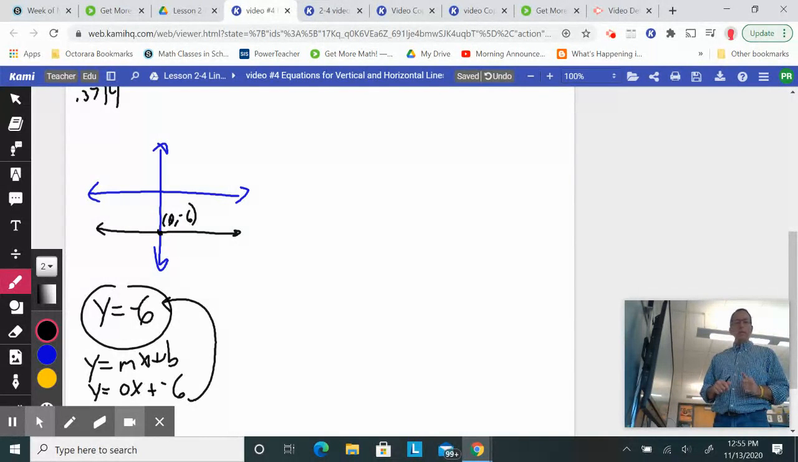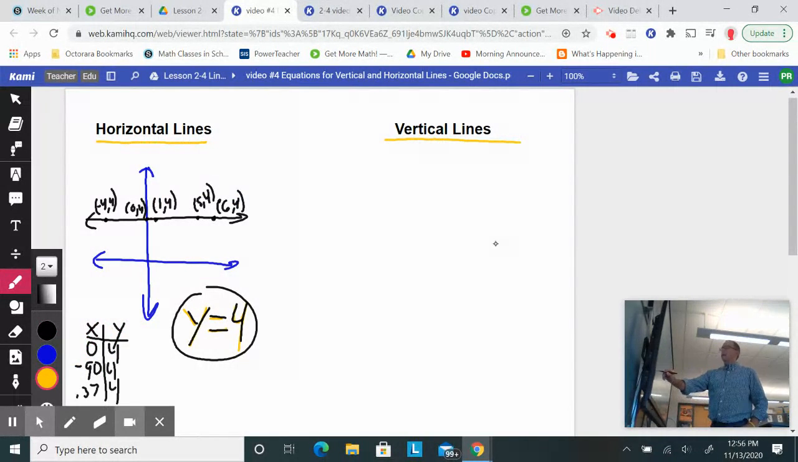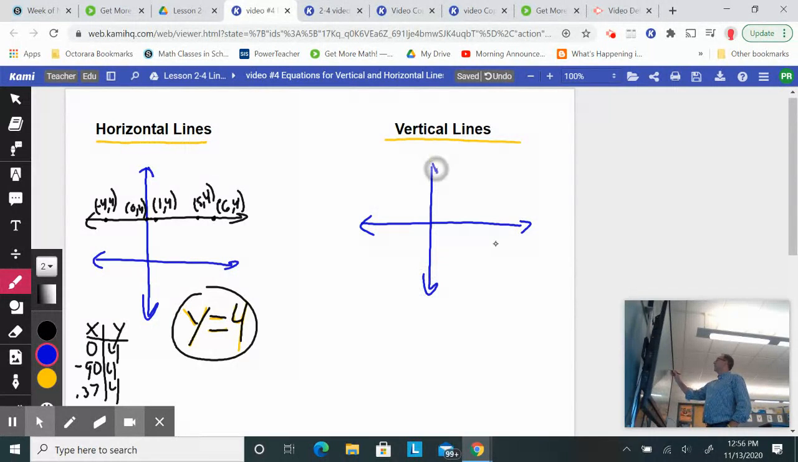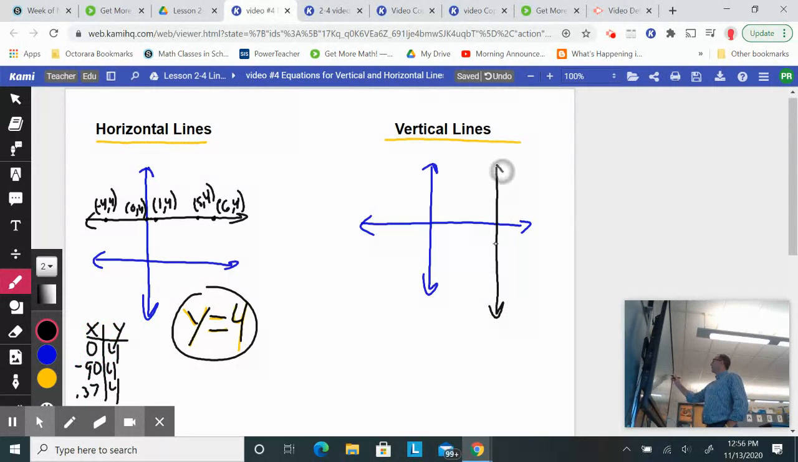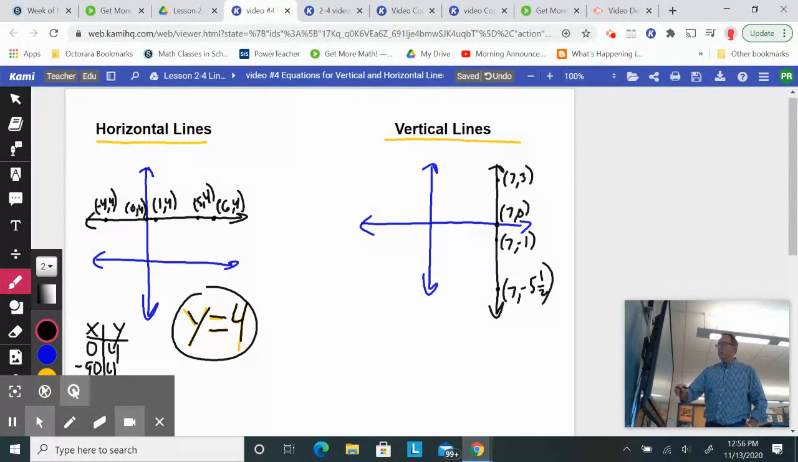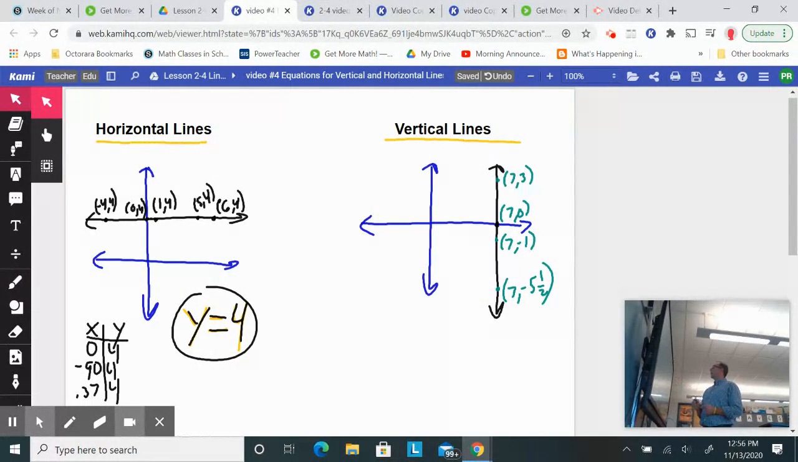What does that equation look like? All right, let's look at a vertical line. Let's get a coordinate plane, x and y axis, and let's draw a vertical line over to the right here. I'm going to name some ordered pairs. You could probably be thinking of some right now. What ordered pairs could be on that line? So you see the points I picked. I picked 7, 3. I picked 7, 0, which would end up being your x-intercept. I have 7, negative 1, and 7, negative 5.5.